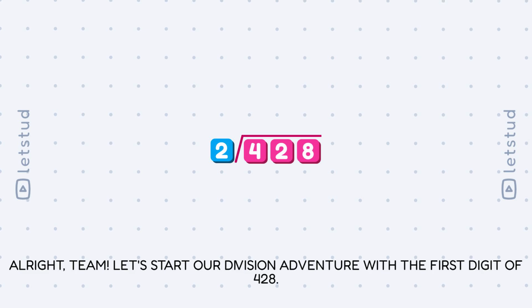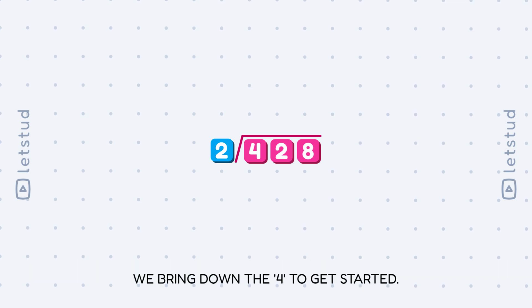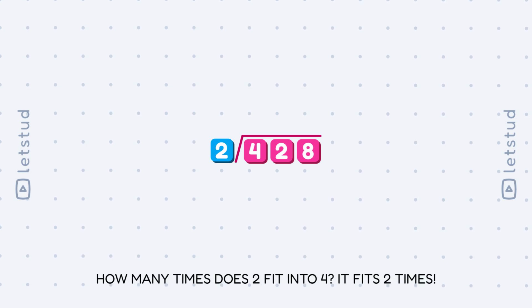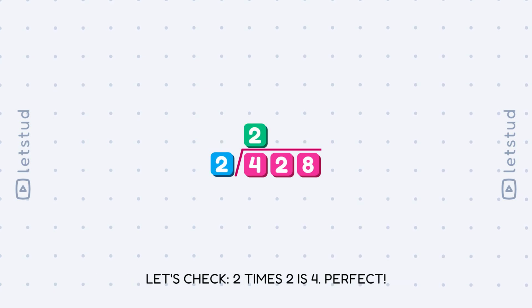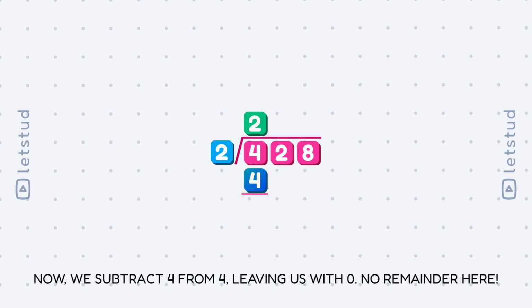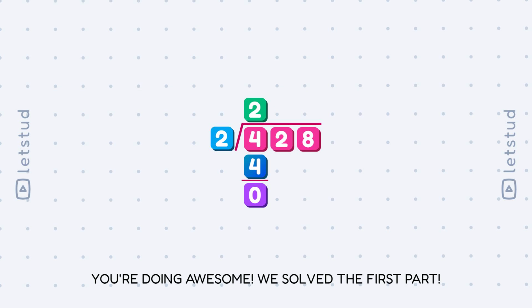Alright team, let's start our division adventure with the first digit of 428. We bring down the 4 to get started. How many times does 2 fit into 4? It fits 2 times. Let's check. 2 times 2 is 4, perfect. Now we subtract 4 from 4, leaving us with 0. No remainder here. You're doing awesome, we solved the first part.